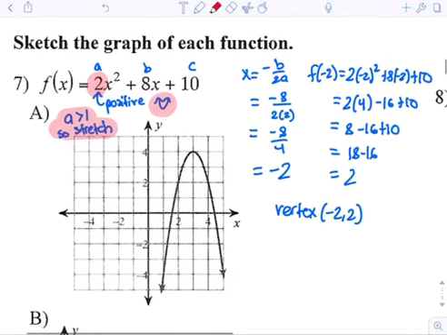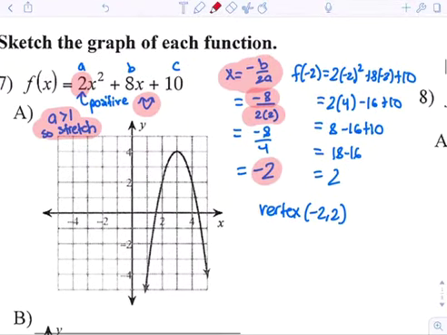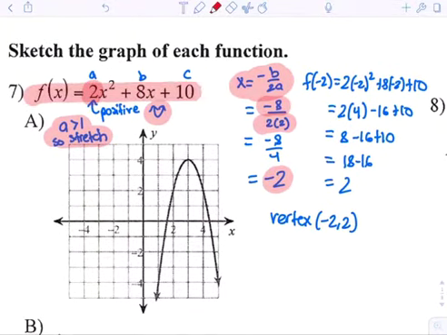And then to find your vertex, you do negative b over 2a. Our b value is 8, so it's going to be negative 8, and our a is 2, so 2 times 2. Negative 8 over 4, which is negative 2. So there's our x value of our vertex. Now substitute that into the equation to get your y value for your vertex. So I substitute negative 2 into the function, and you're going to get 2. So let's erase this.